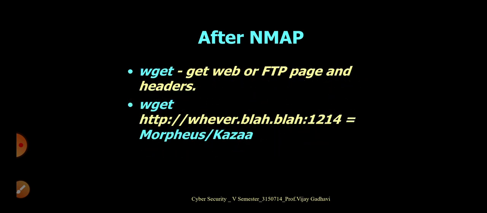After NMAP, once again, wget is used to get web or FTP page and headers. Once again, I repeat, wget is used to get web or FTP, file transfer protocol, page and headers. Then with wget we also get a reference link, a HTTP slash where blah blah, 1214 is equal to morpho slash kaza.